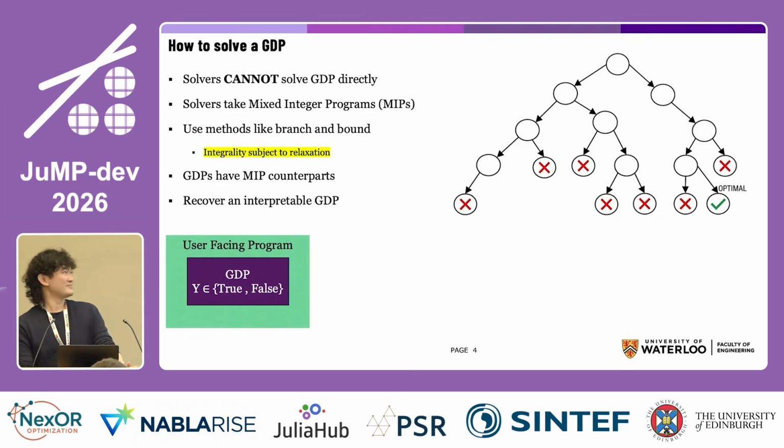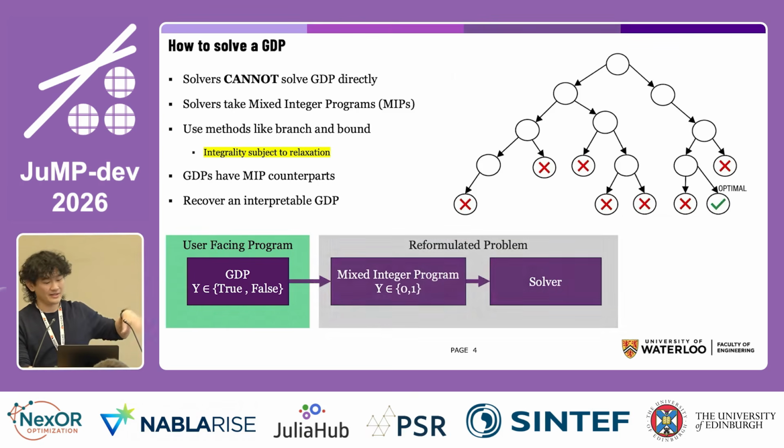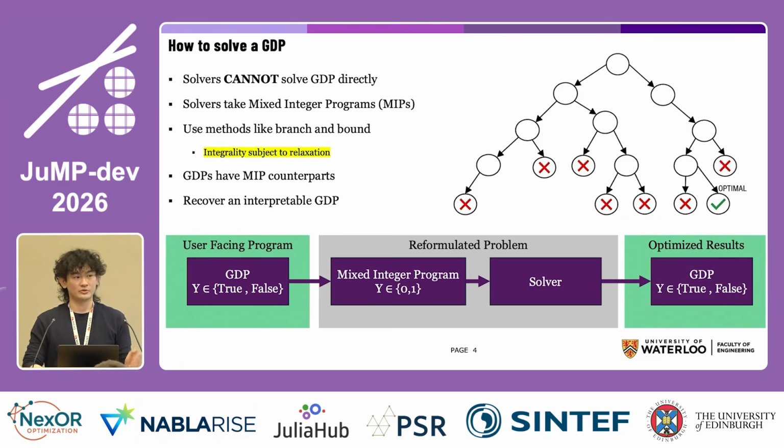So just a brief workflow. User-facing programs are usually going to be a GDP. Then in the background, you do your whole MIP reformulation, and then the solver solves the MIP. But in the end, you still get your true-false answers.